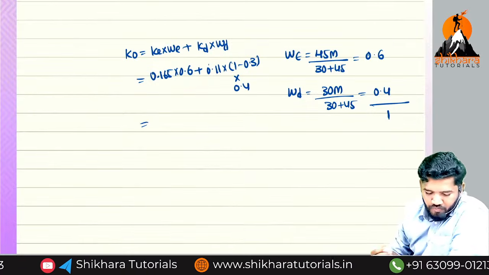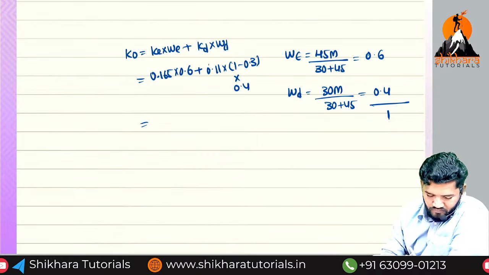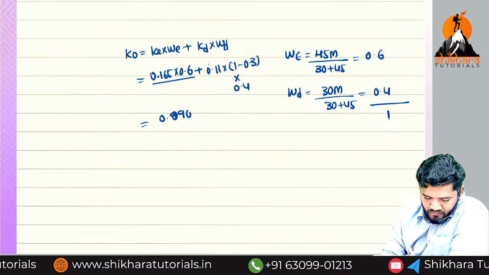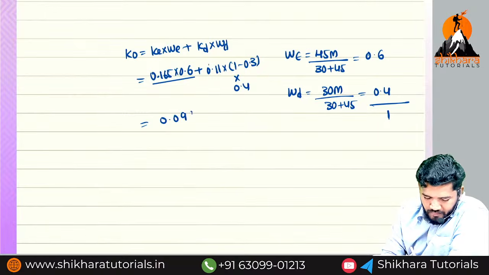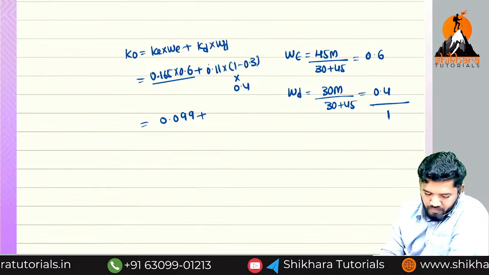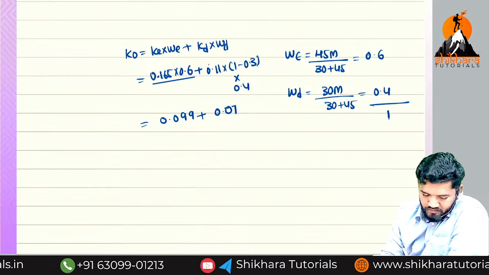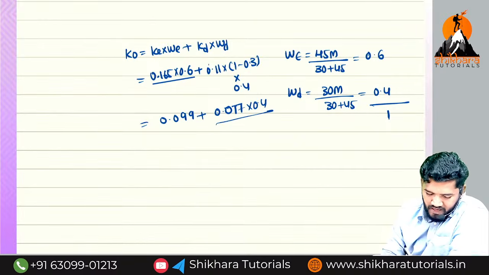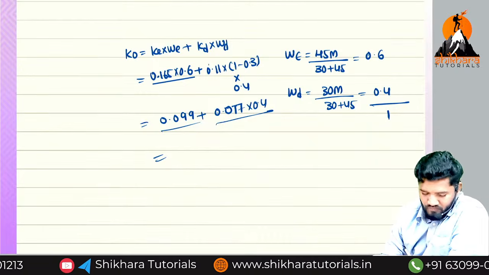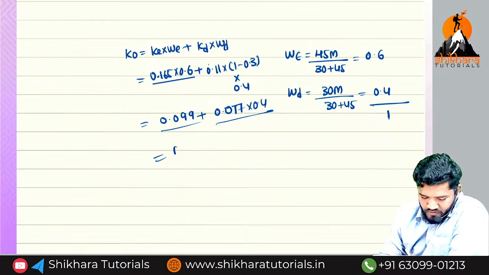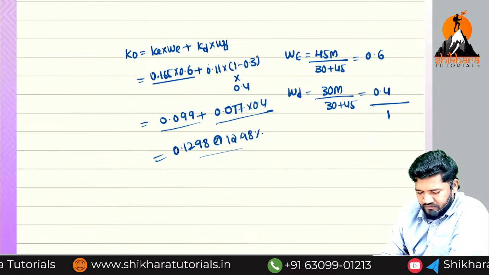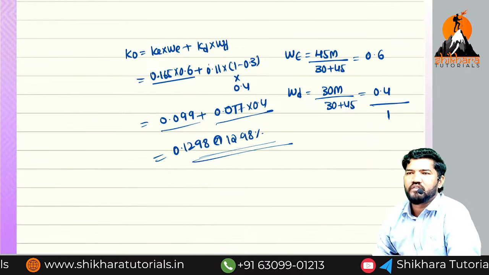Okay, then fine. What about this 0.165 into 0.6? It is 0.099. Plus what about 0.11 into 1 minus 0.3? 0.077 into 0.4. If you calculate this and add them, you will get KO. What's the KO? KO is 0.1298, or 12.98%. Sir, clear?